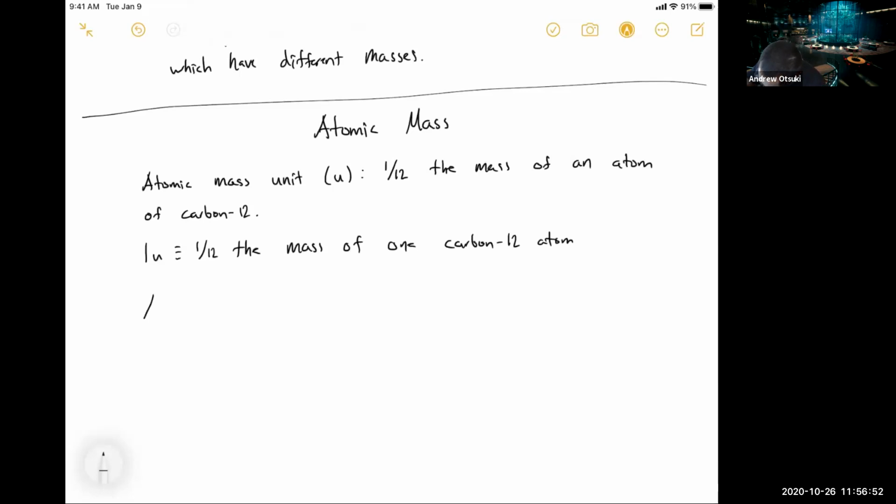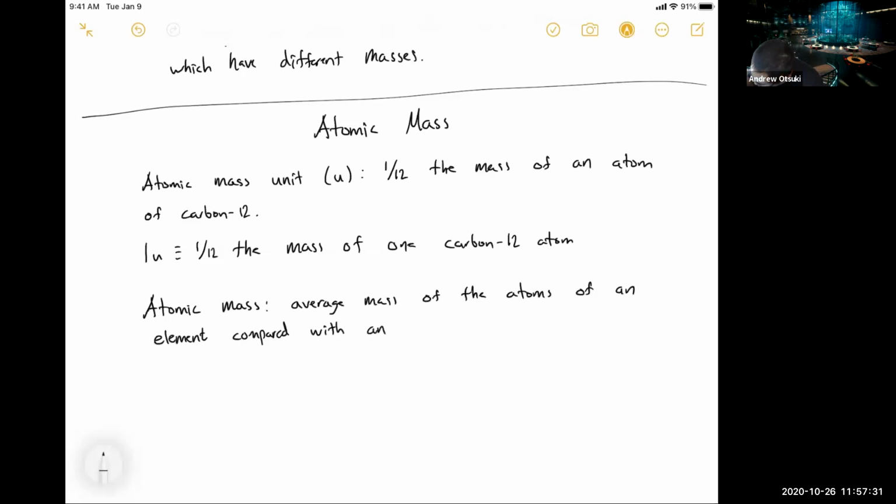Okay, atomic mass. What do we mean by atomic mass then? The atomic mass, or the masses you see printed on the periodic table, is an average mass: the average mass of the atoms of an element compared with an atom of carbon-12 at exactly 12 atomic mass units.